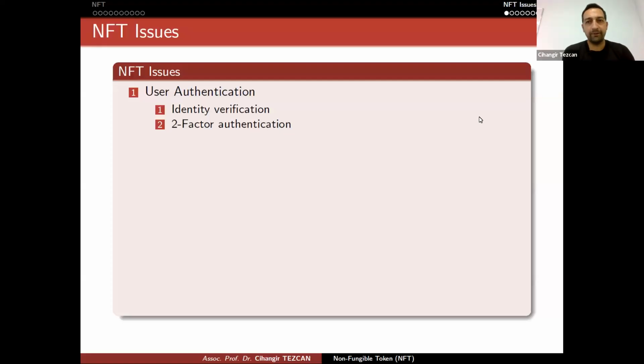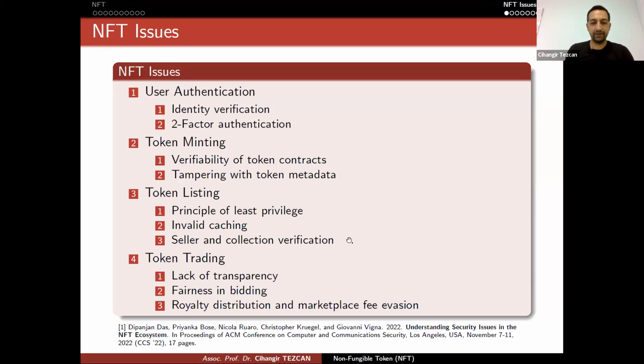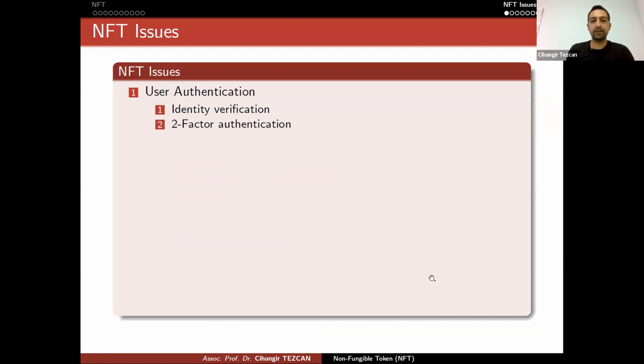All right, so we have seen what an NFT is. Now let's look at the NFT issues. Actually, when dealing with NFTs, we have observed a lot of problems. But luckily, recently, a paper titled Understanding Security Issues in the NFT Ecosystem listed all of these problems in a very nice way. So I'm actually listing it from that paper.